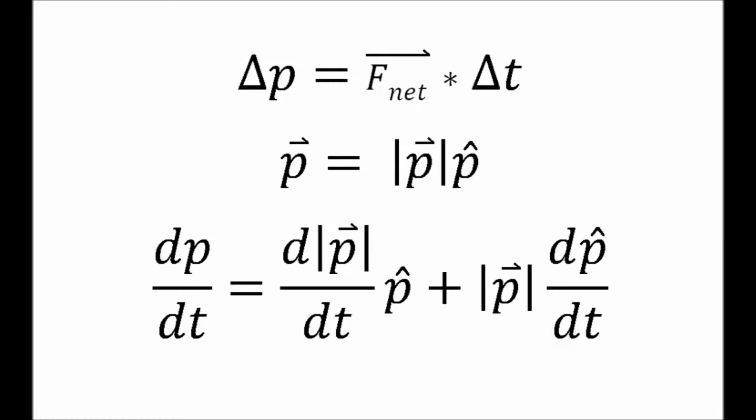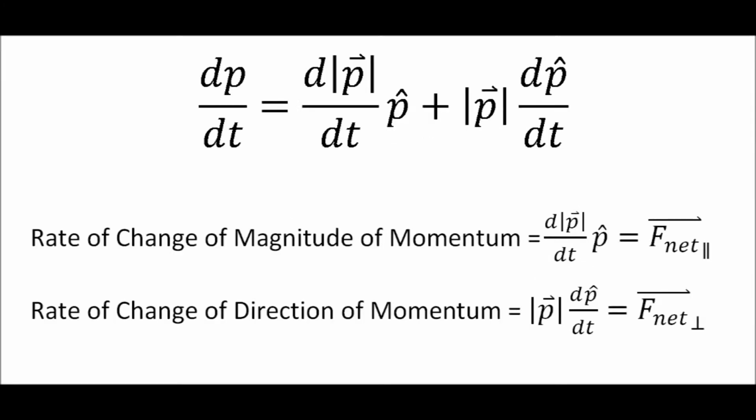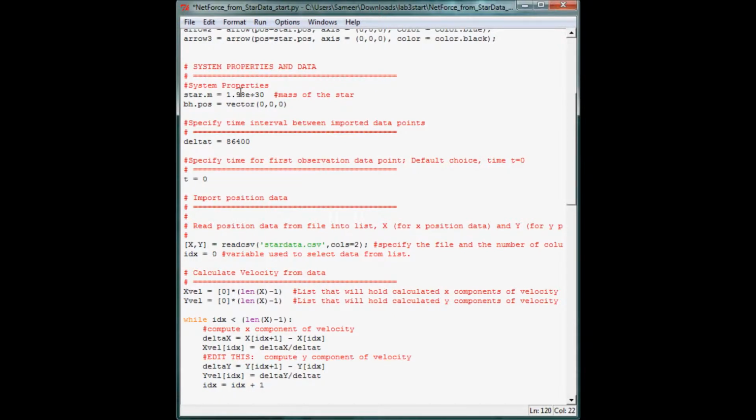The momentum principle relates the rate of change of momentum and the net interactions of the system. The two components of this change are represented as the rate of change of magnitude, which is the parallel component, and the rate of change of direction, which is the perpendicular component. We can equate each component to the net force acting in that direction, respectively, to obtain F net parallel and F net perpendicular. Let us move on to the model for obtaining the mass of the black hole.